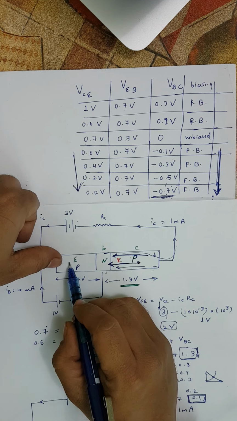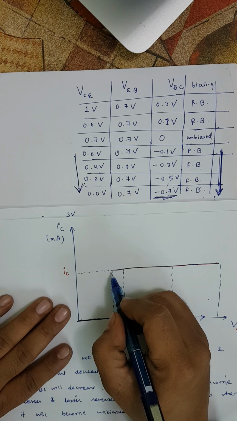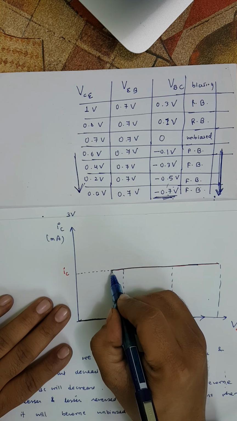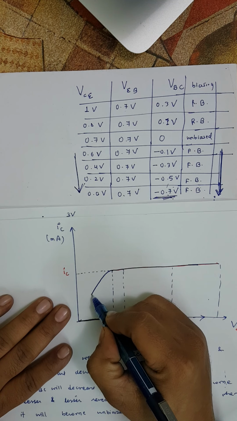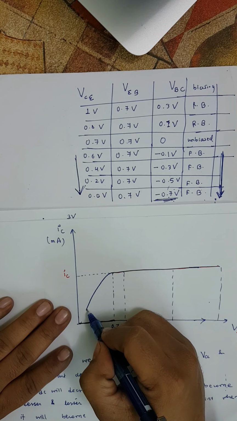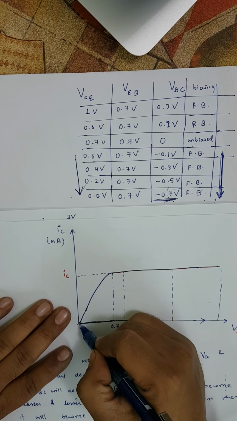So that is what we need to draw here: as we decrease VCE, the VBC becomes forward biased beyond this 0.7 volt if we decrease it further. The higher the decrease in VCE, the higher the forward biasing. Higher forward biasing means higher repulsion to the incoming holes, and so the collector current will decrease on decreasing this VCE, and it goes something like this.